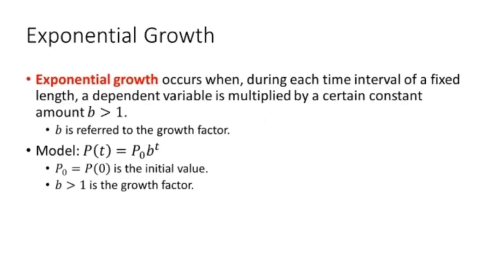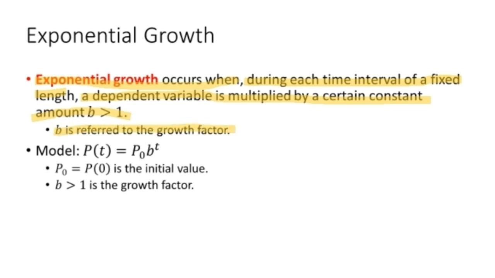Section 4.1, Exponential Growth and Decay. First, we're going to talk about exponential growth. Exponential growth occurs when, during each time interval of a fixed length, a dependent variable is multiplied by a certain constant amount, which we're going to call b, and this value of b will be greater than 1. B will be referred to as the growth factor.